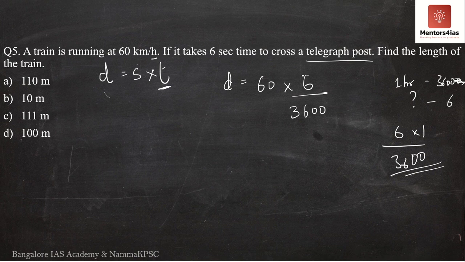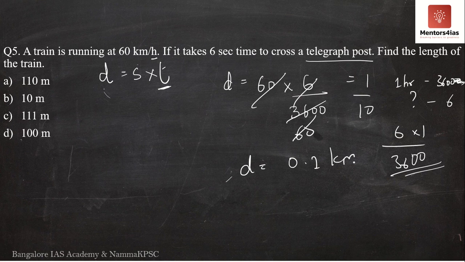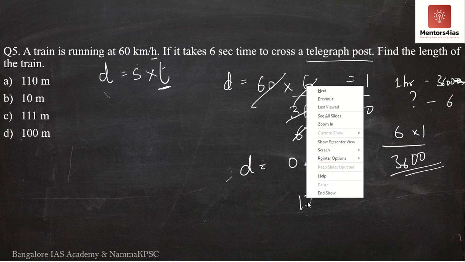Therefore 60 into 6 by 3600. 6 tens are 60, 1 by 10, so D is equal to 0.1 kilometers. D is nothing but 0.1 kilometers. 0.1 kilometers means how many meters? 0.1 kilometers is nothing but 100 meters.